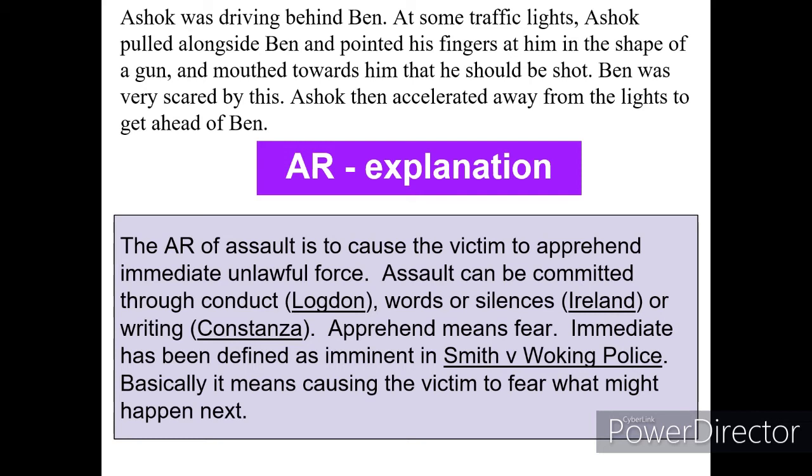Then you do your actus reus explanation, and for assault, it's in three parts: type, apprehend, and immediate. So let's have a look at how this would be written. The actus reus of assault is to cause the victim to apprehend immediate unlawful force. Assault can be committed through conduct, Logdon, words or silences, Ireland, or writing, Constanza. Apprehend means fear. Immediate has been defined as imminent in Smith v Woking Police. Basically, it means causing the victim to fear what might happen next.